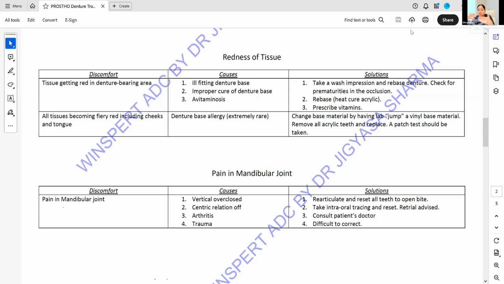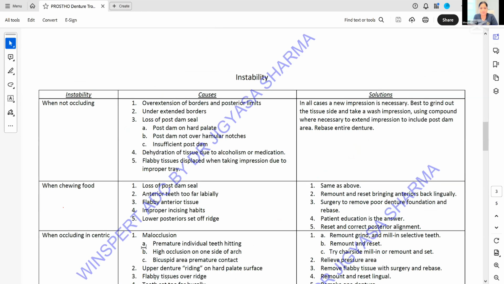So when you have vertical overclosure, excessively deep bites, which is putting the load on your condyles, you will rearticulate and open the bite slightly and reset all the teeth. So the vertical has to be corrected, the deep bite. And when the centric relationship is off, that's putting the load on the condyles, then again, you will have to re-evaluate where the centric is, record it, and reset the teeth in the exact centric relation. Arthritis, of course, you will have to make the correct recommendations to the medical specialists. Even trauma, again, specialist management.